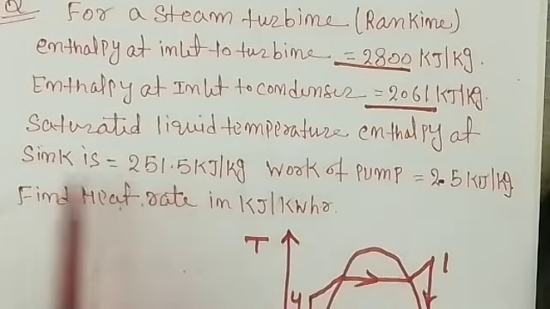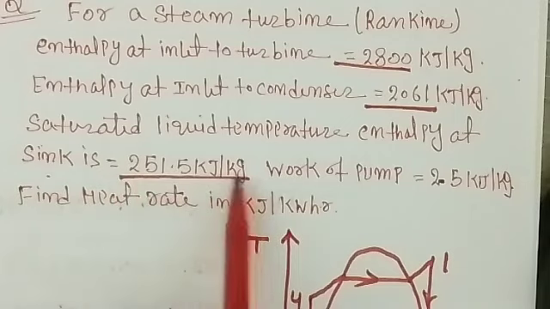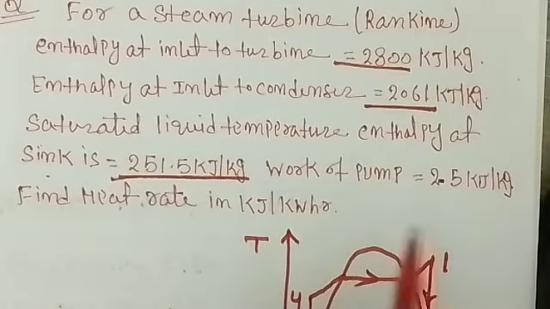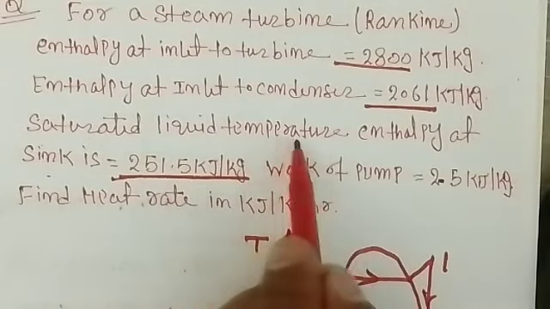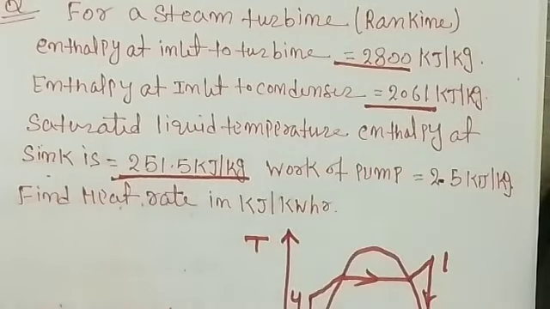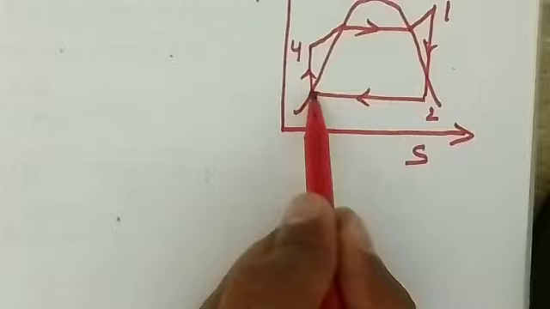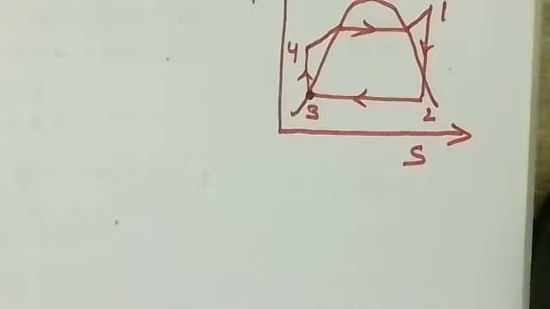Saturated liquid temperature enthalpy at sink is 251.5 kilojoule, and pump work is given, right? So sink temperature means what? That is where you are rejecting the heat, in the condenser. So the enthalpy at the liquid means at this point the fluid is liquid, right? So this is the H3, which is given.